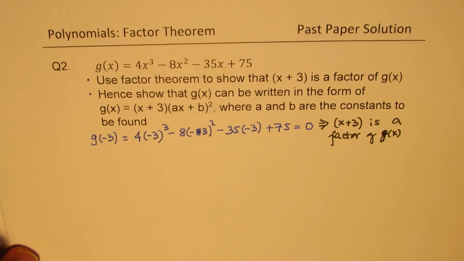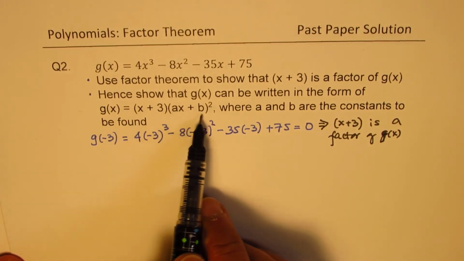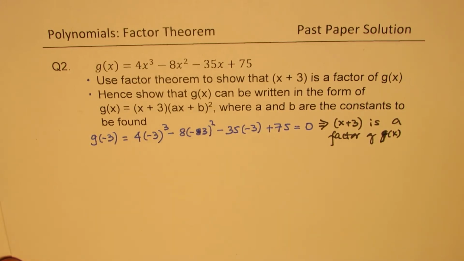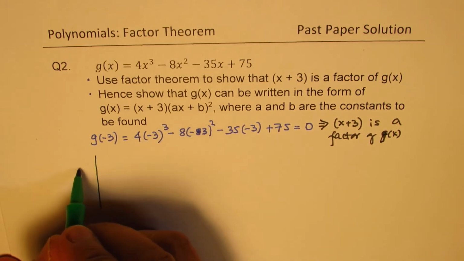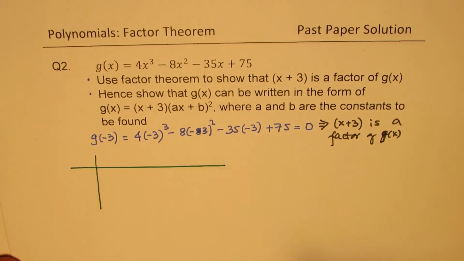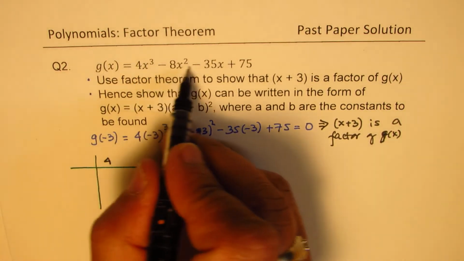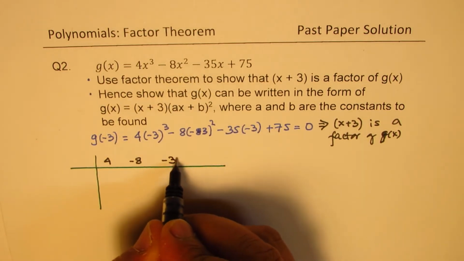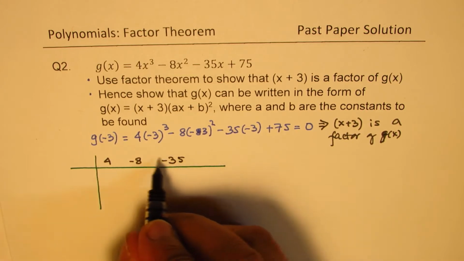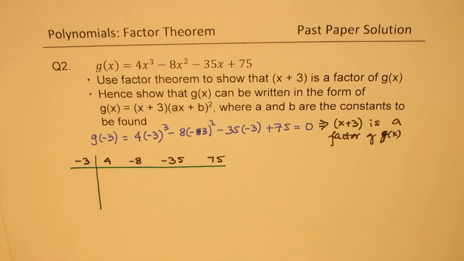Clear. Now, the second part is to show that the other factor is (ax plus b) whole square, where we need to find the values of a and b. This time I'll perform synthetic division, so that you understand both methods and apply the method which you like. For 4x cubed and the rest, we only write the coefficients, all in order. So we have 4, minus 8, minus 35 and 75. We'll divide by minus 3.